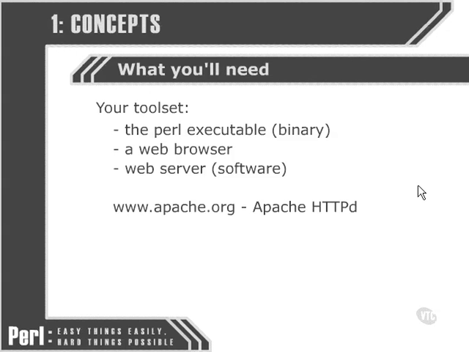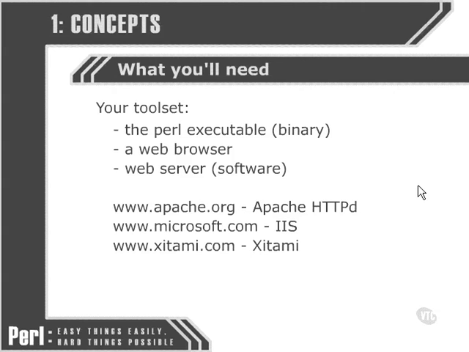The most popular web server software in the world is the Apache HTTP daemon, and that's available from apache.org, once again open source and completely free. If you're running Windows, you might want to consider Microsoft's IIS. I should point out, however, that Apache is available for both the Windows and Unix operating systems, and also for the Mac as of OS X.